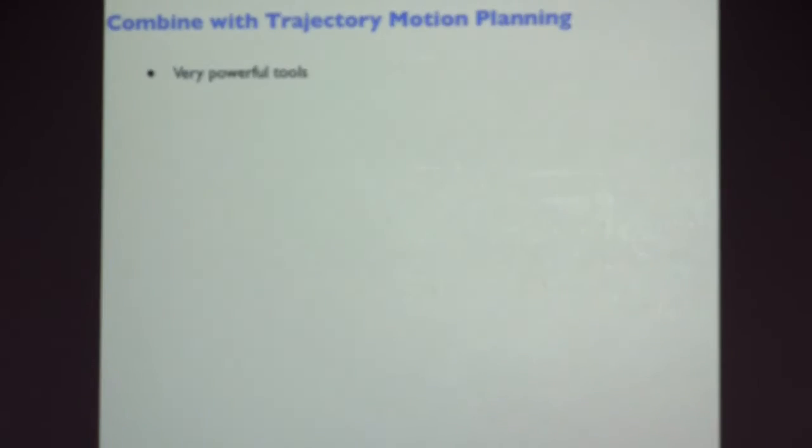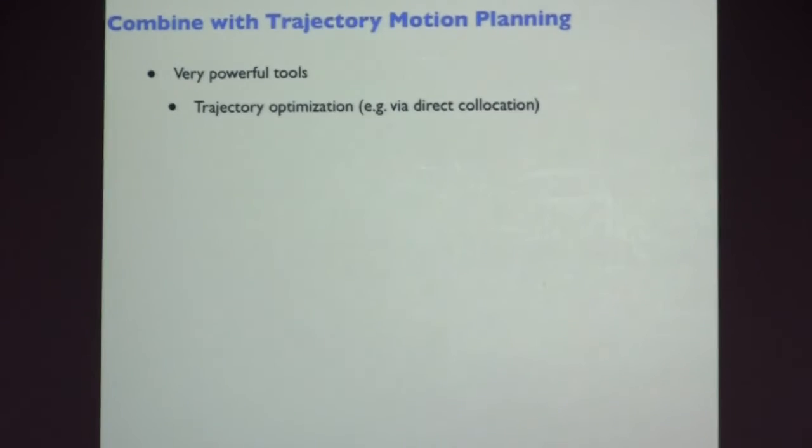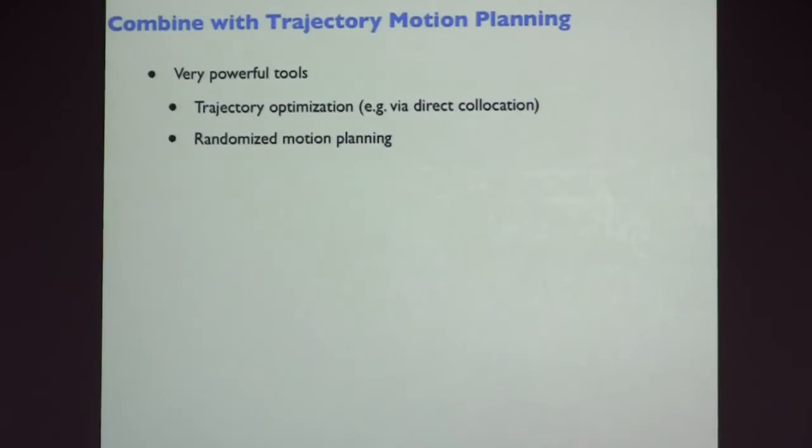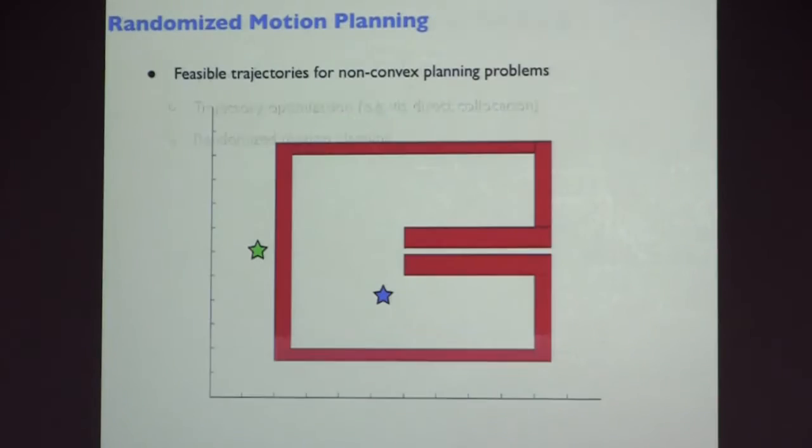There's very powerful tools for robotics. Many of you use these. So from trajectory optimization, that's not even from robotics, that's from aerospace engineering from a long time ago. And my favorite is direct collocation. We use also randomized motion planning, which maybe grew up in robotics. I guess a lot of you know trajectory optimization, but just in case anybody doesn't think about randomized motion planning, let me just motivate it quickly with this cartoon.